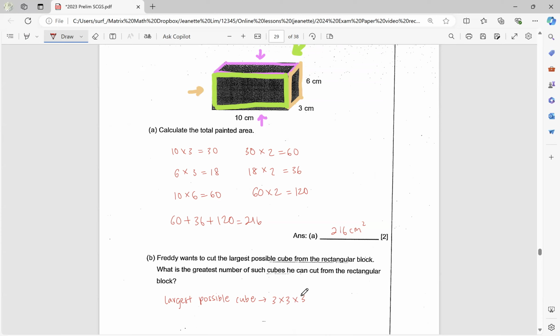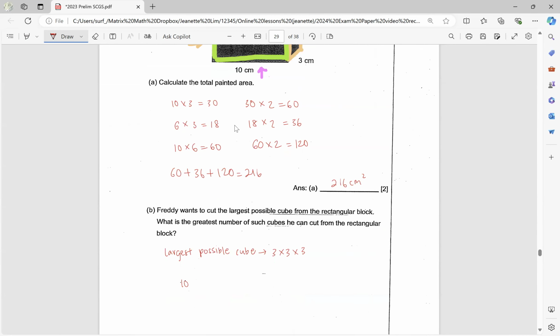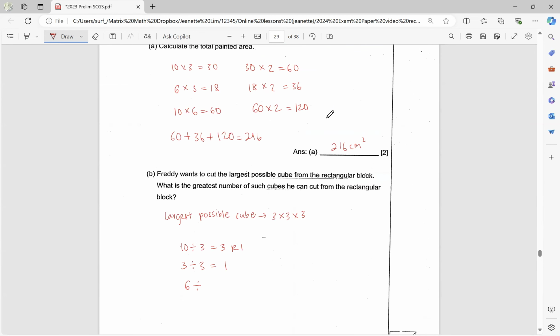Now, how many 3 times 3 times 3 cubes can you get from this figure here? So what we do is we're going to find out along the length, how many can we get? Along the breadth, along the height, how many can we get at most? So the length is 10 cm. So 10 divided by 3, which is 3 remainder 1. So maximum you can get 3. And the breadth is 3 cm. So 3 divided by 3, you can get 1. Then lastly, the height. The height is 6 cm.